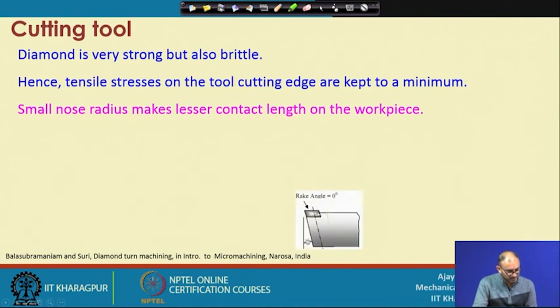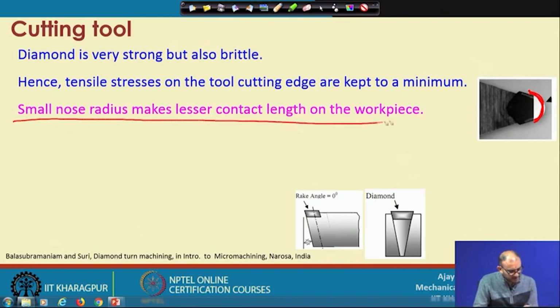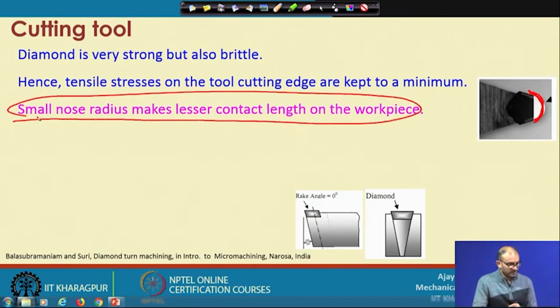Now, if you see, this is the rake surface and this is the clearance surface, this is the clearance angle, this is the rake angle, and this is the diamond cutting tool, looking from the top surface. So, this is the nose radius we are talking about here. A small nose radius makes lesser contact with the surface.